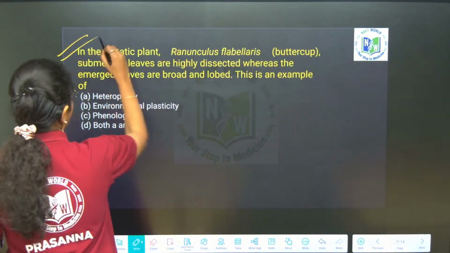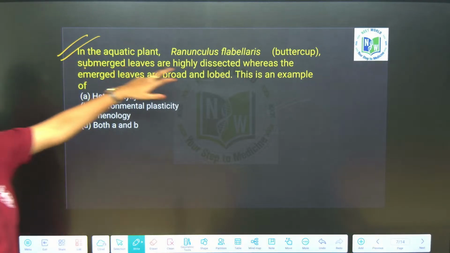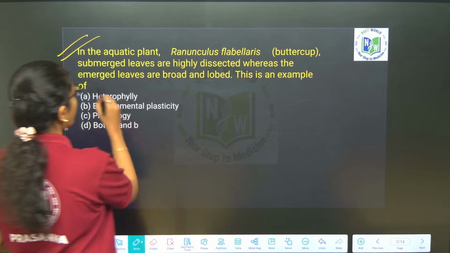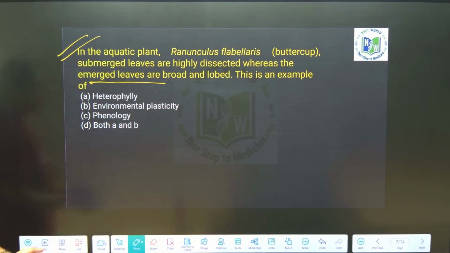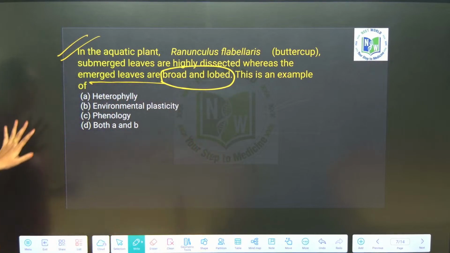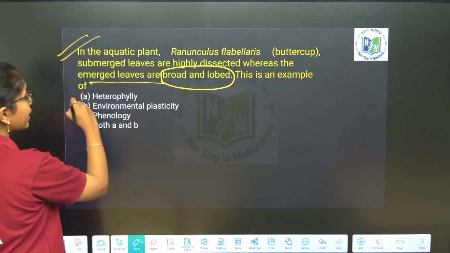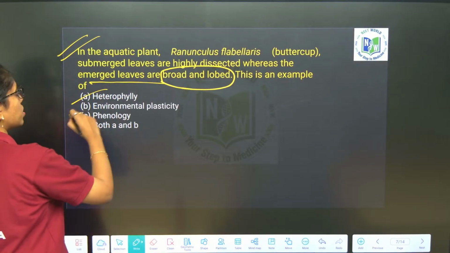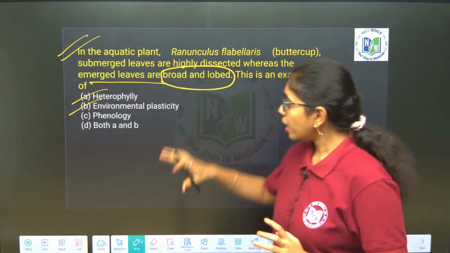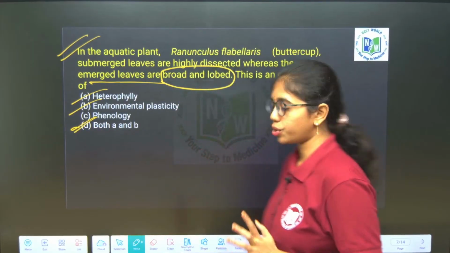In aquatic plants, Ranunculus aquatilis, a submerged plant, that is the scientific name of buttercup, submerged leaves are highly dissected, whereas emerged leaves are broad and lobed. So this is an example of what? Again, heterophily, but what type? This is environmental plasticity. Environmental heterophily or environmental plasticity, one and the same. So we can go with both A and B. Option D will be the right answer.